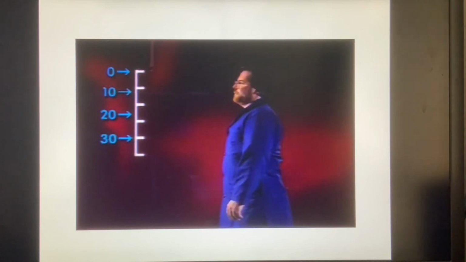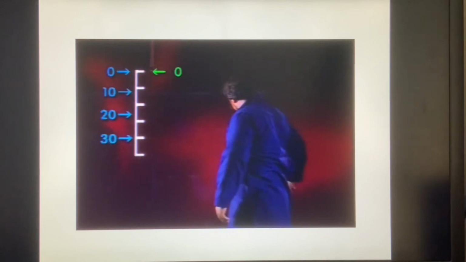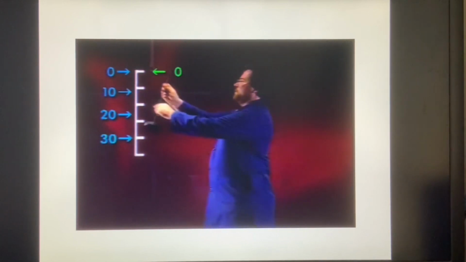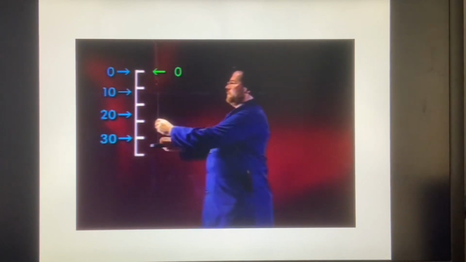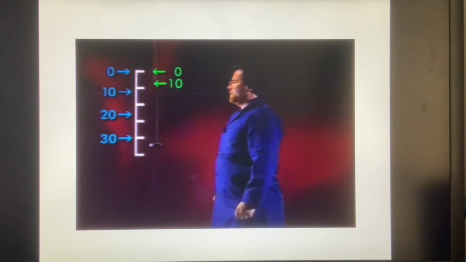Now we'll add the same set of masses to a different spring, leaving the markings from the first spring on the screen for comparison. 10 newtons.